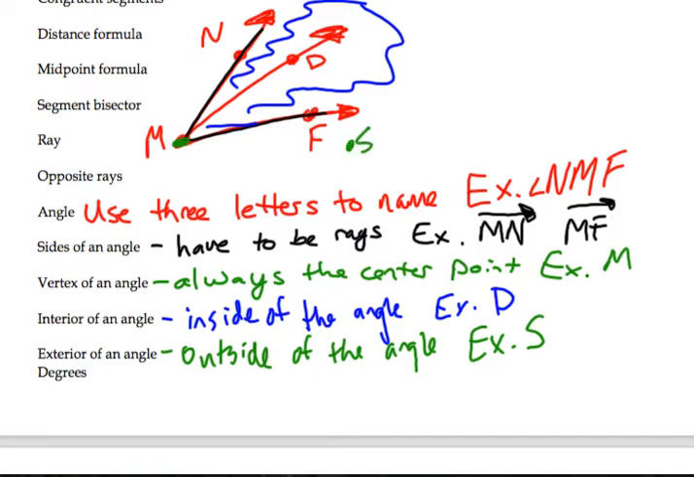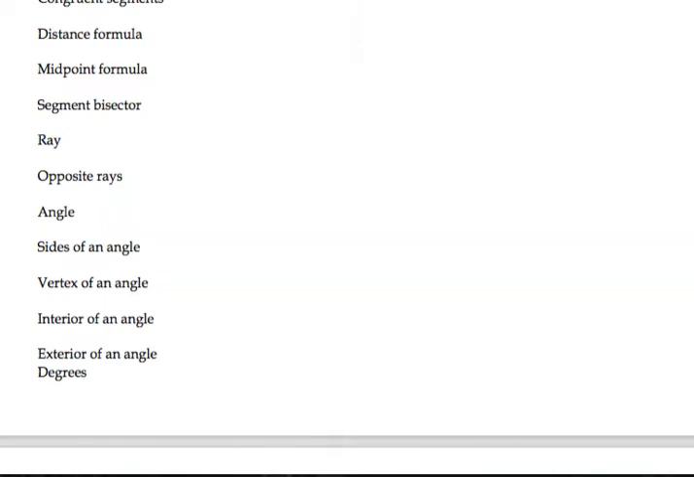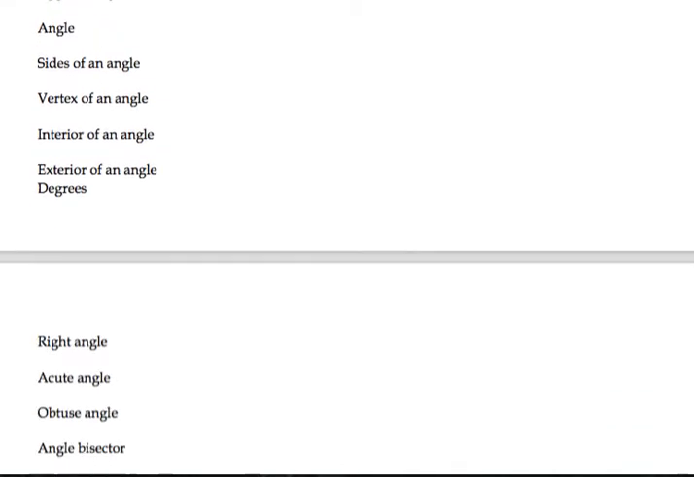Degrees is just going to be our unit of measurement for angles. So we're just going to use degrees as our unit of measurement for angles. Alright, and we're just going to keep trying to get through this. Chapter 1's got the most definitions because that's when we started geometry.